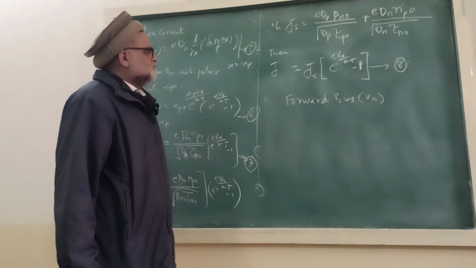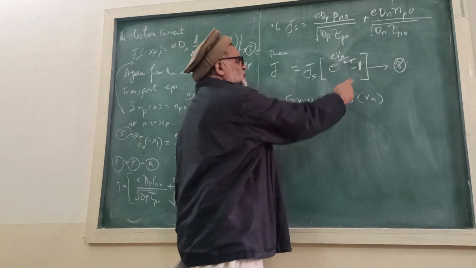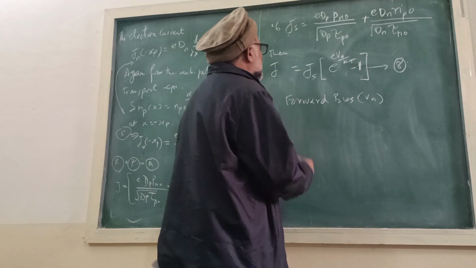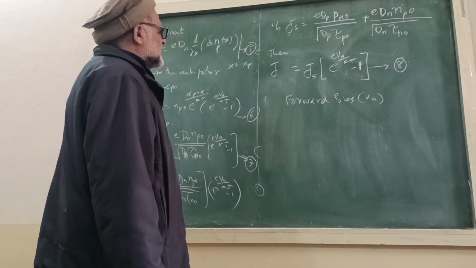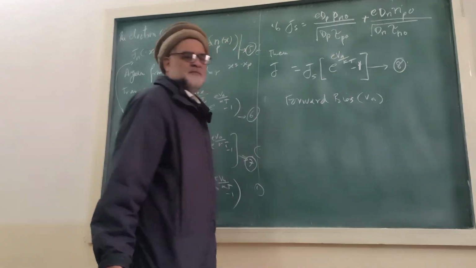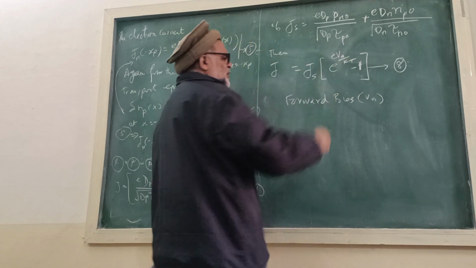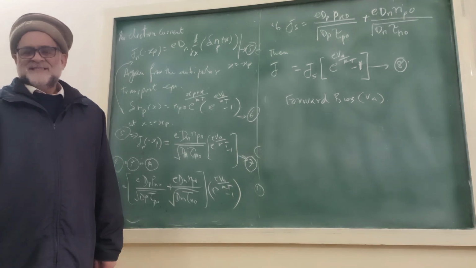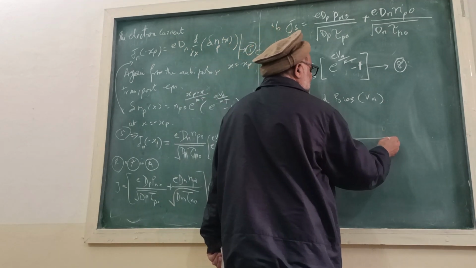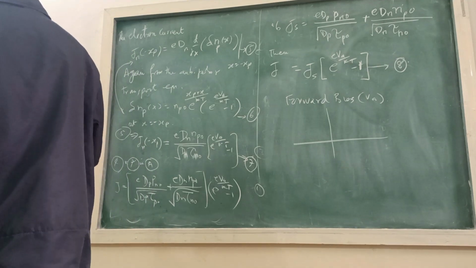So look, if VA is equal to 0, there will be no current, because 1 minus 1 will be equal to 0. But as we increase the voltage, the current density is exponentially proportional to that. It's something like this, if that is VA.